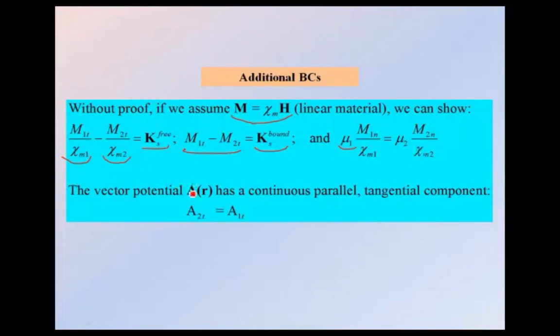Finally, the vector potential has a boundary condition, and that is that the tangential component of A, remember these are vectors, the tangential components of these two vectors are equal. That's another boundary condition that might be of some use.